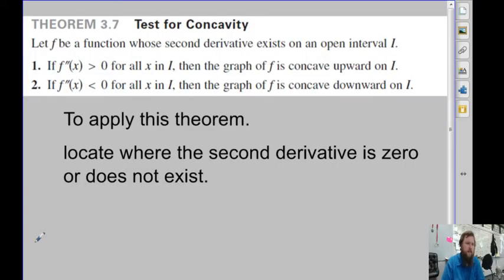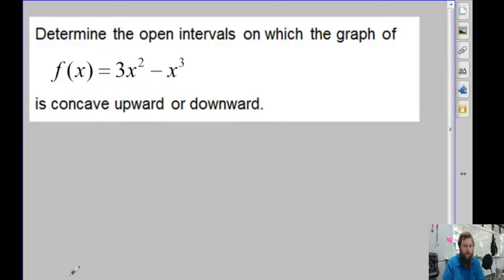Now, here's some ways to test for concavity. We're actually going to use the second derivative. So go back to that. And the rule is, if the second derivative is greater than 0, or positive, then the graph is concave upward. If the second derivative is less than 0, or negative, then it's concave downward. All right, so if we're going to apply this theorem, we're going to locate where the second derivatives are 0 or do not exist. Similar to critical numbers, but these aren't critical numbers. It's just similar. We're going to call them different points.